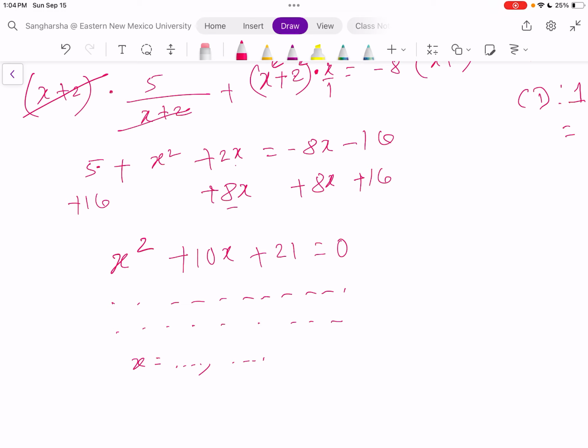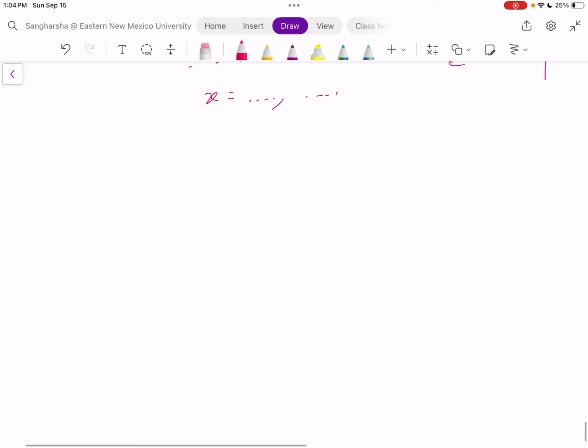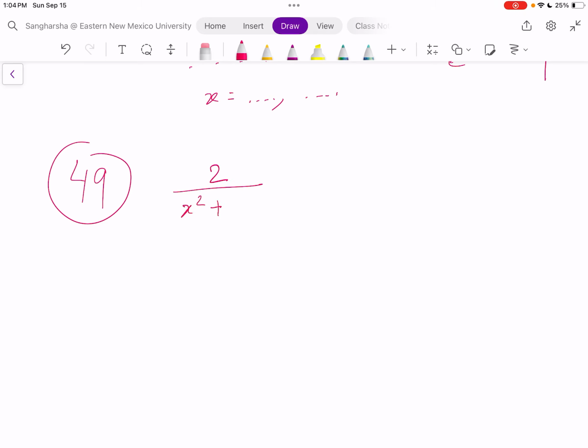So next we have number 49. Make sure to complete this by yourself. So next we have number 49. In 49 we have 2 divided by x squared plus 3x minus 4, plus 1 over x minus 1, equals negative 6 over x plus 4. So this is the rational equation we have.